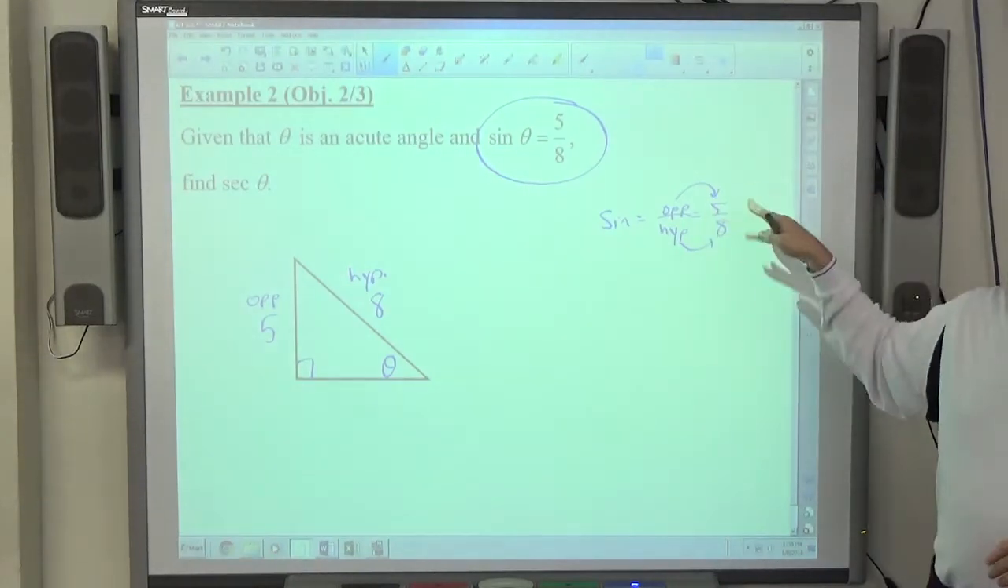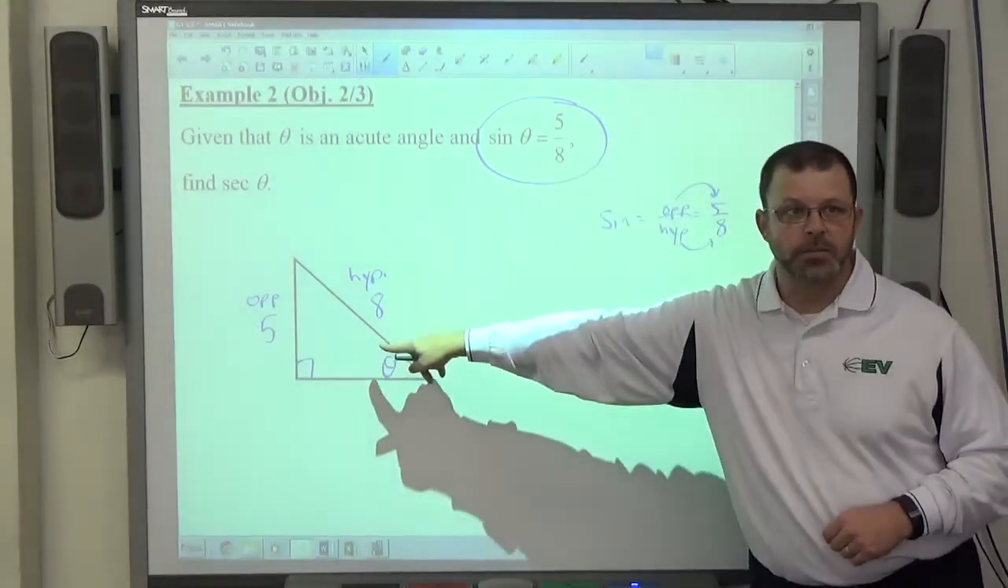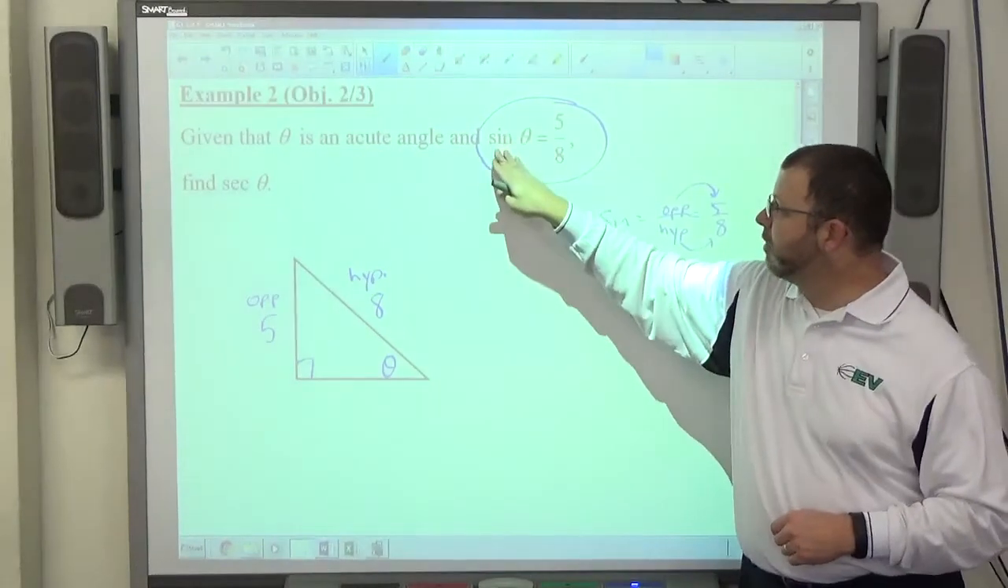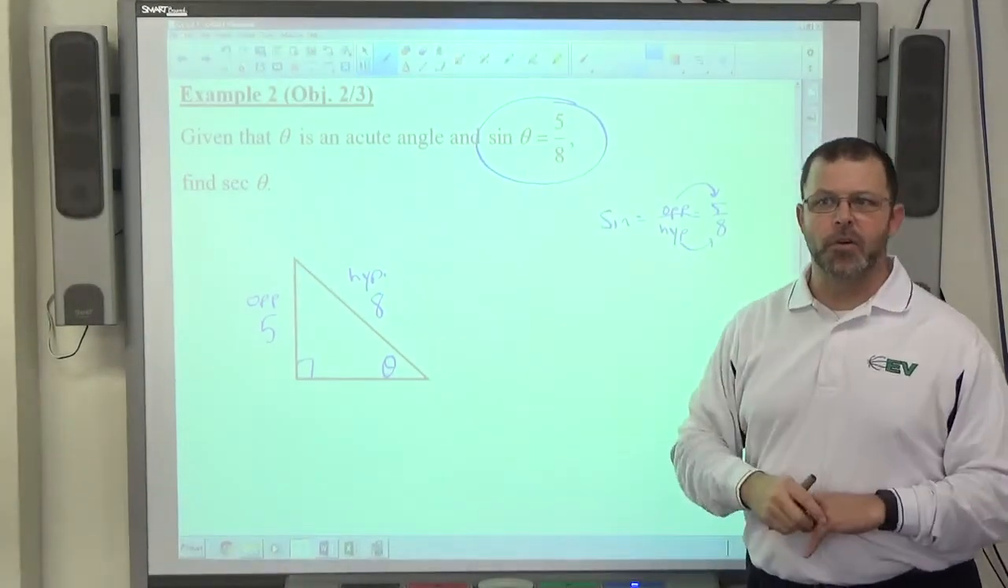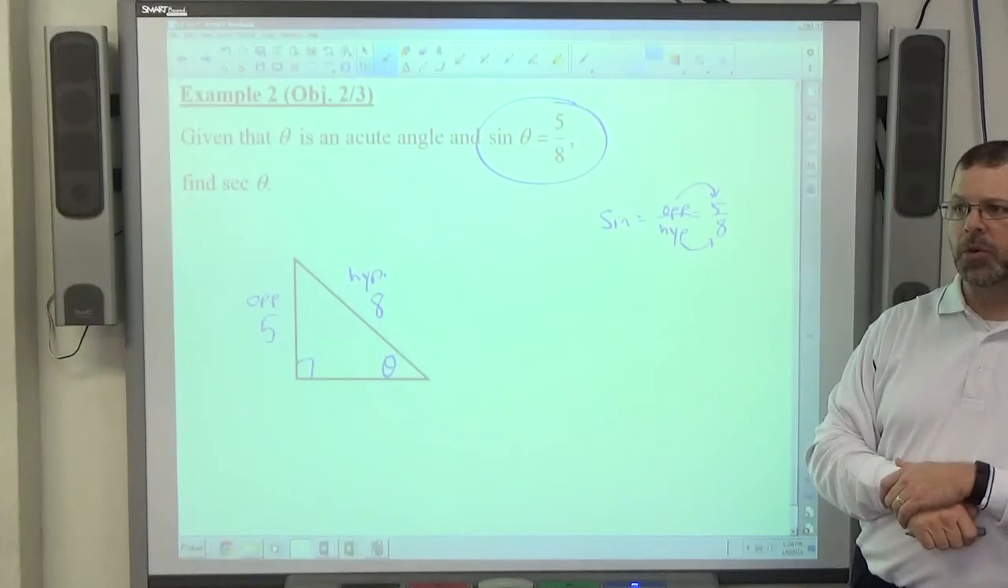So, is everybody okay with how I went from this information to that triangle? Again, anytime you have a trig function of an angle equals a fraction, you have the ability to draw a right triangle, giving us a picture view of what that means.